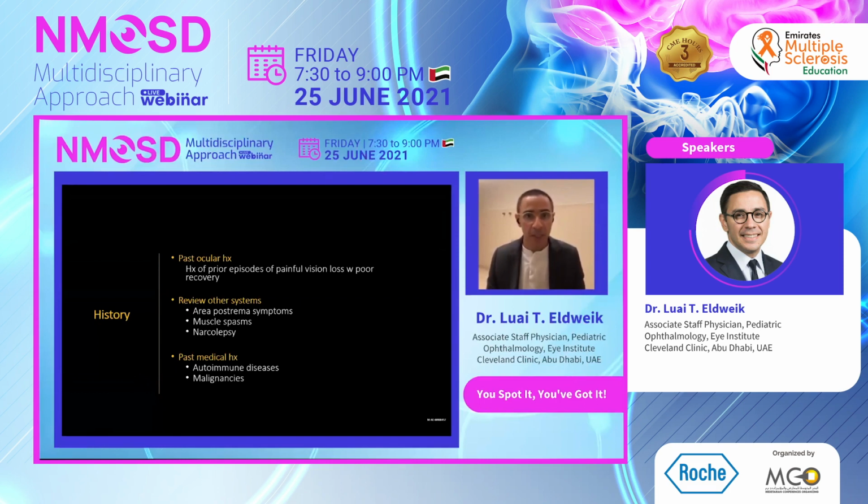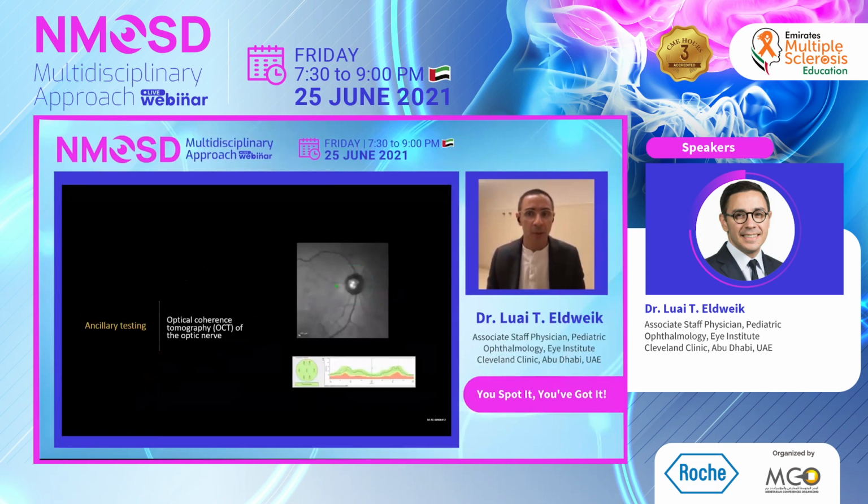So when I see a patient with NMOSD or atypical optic neuritis who has these features, I usually look for paraneoplastic. So I start to look for other underlying malignancies. What is next after taking a good history? This is what I do. I do an OCT of the optic nerve. I'm looking for early loss in the nerve fibers.